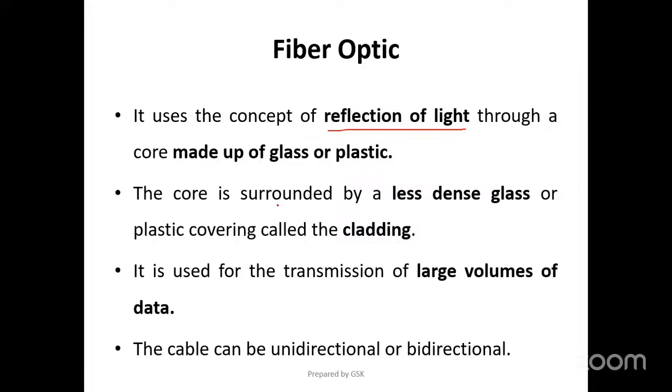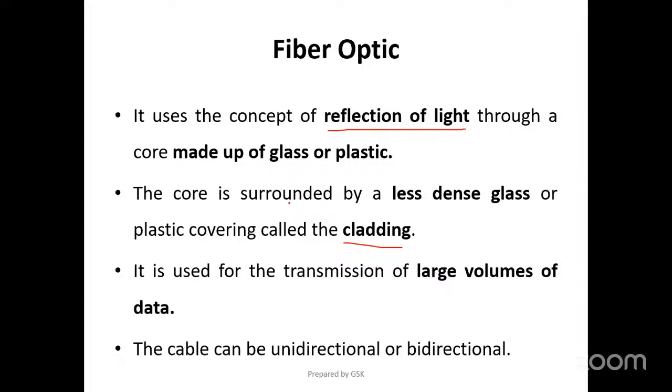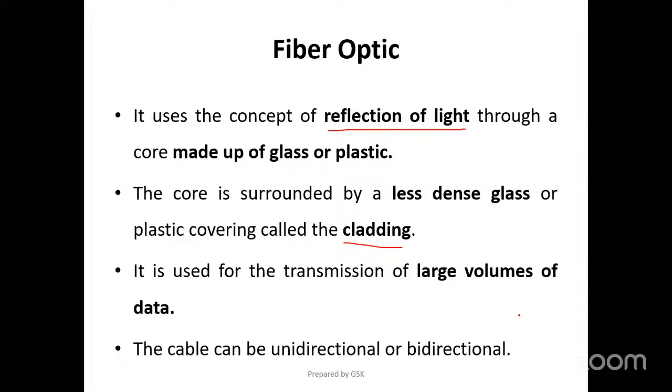The core is surrounded by less dense glass or plastic covering that is called cladding. See this? This is the core and we have this cladding part. As we covered, the core is surrounded by a less dense glass that is cladding. You can observe this is a cladding. Then this is used to transmit the data. Large volumes of data can also be transmitted with the help of fiber optical cables, and the cable can be unidirectional or bidirectional.